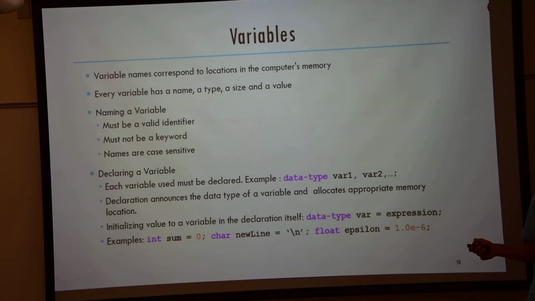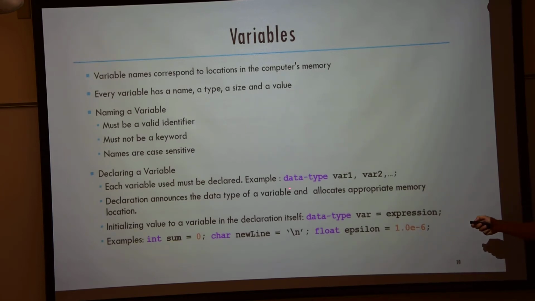We have two kinds really, but before we get there, let's talk about naming a variable. We already talked about it a little bit. It needs to be a valid identifier, not a keyword. Names are case sensitive. Now a variable has a name, also a type, a size and a value. So the type is what we're going to declare.